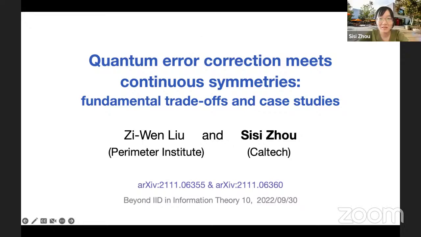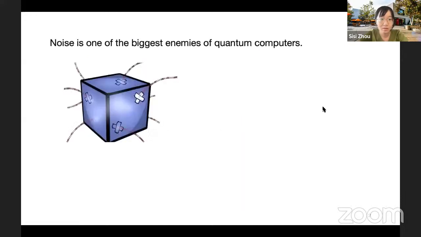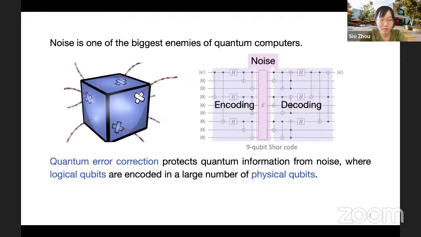Hi everyone. Today I'm going to talk about the fundamental trade-offs between quantum error correction and continuous symmetries. First, we all know that quantum noise is one of the biggest enemies of building a real-life quantum computer. And quantum error correction is an important tool to protect quantum information from noise.